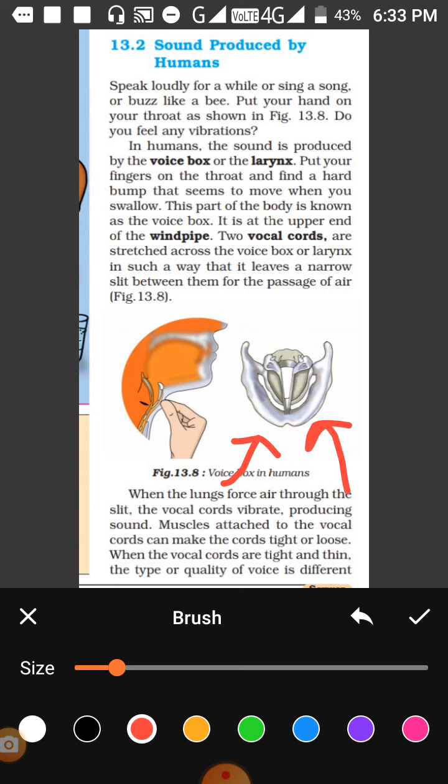The voice of a man and the voice of a woman are different. We will see that. But in this section you have read that we have a voice box, which is called the larynx. It is situated in the neck area. When we breathe out, the vocal cords vibrate and the sound is produced.